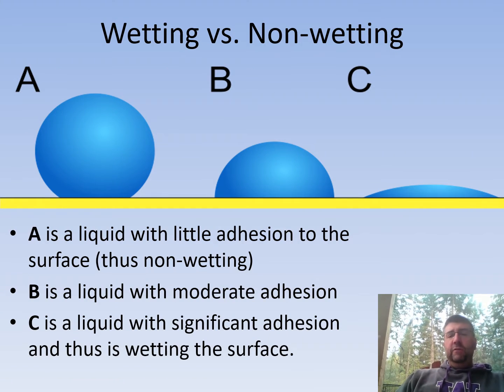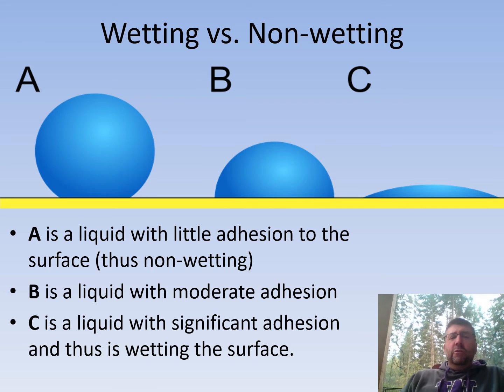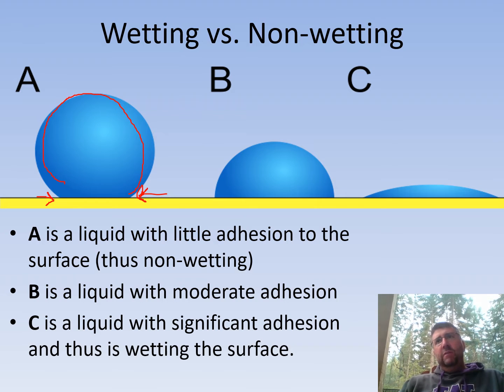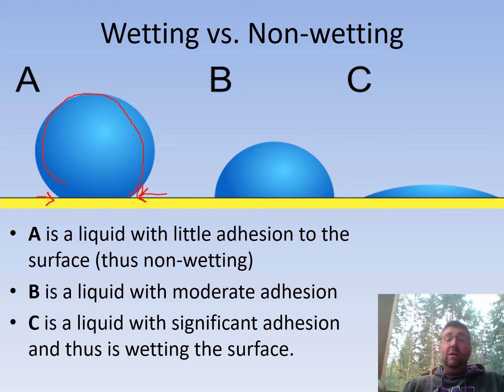Okay, so wetting versus non-wetting. So here are three possible droplets placed on a surface, and let's see what's going on with this. So droplet A is a liquid that contains little adhesion to the surface, and thus we would say it's non-wetting. It's not going to stick to that surface. So it has strong cohesion, so it's sticking to itself to make this near spherical droplet, but it's not attracted to the surface it's on, so it's trying to minimize the surface area that it's in contact with.